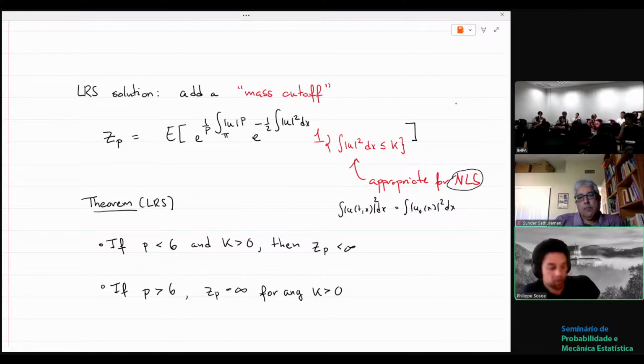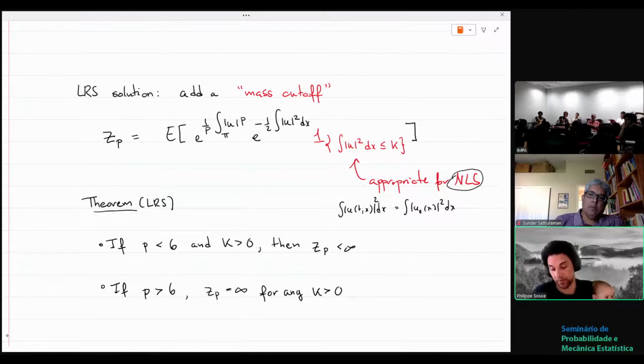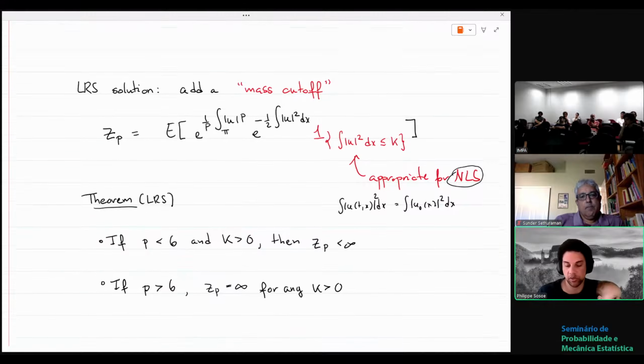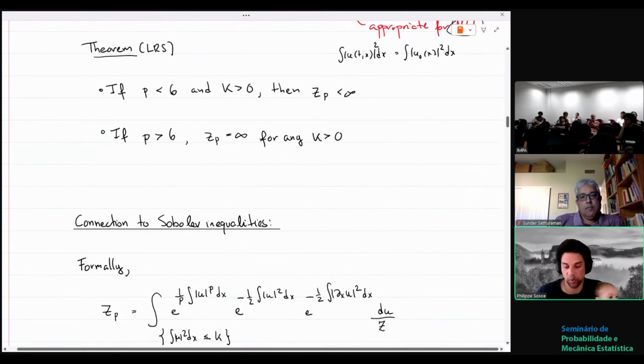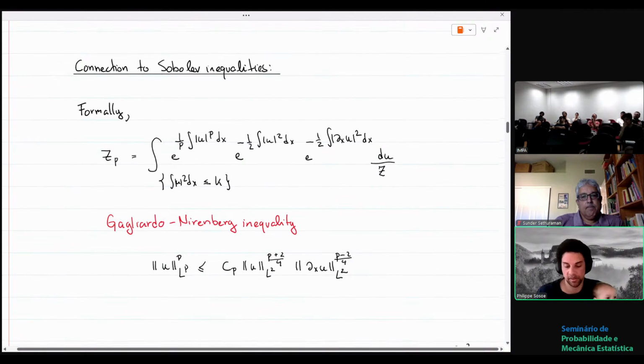So what did Lebowitz, Rose, and Speer show in their paper? They showed that as long as p, the power here, is less than 6, and you choose any cutoff k, then the partition function is finite. If p is bigger than 6, then they show that the partition function is infinite for any choice of positive k. And then I'll talk about the case p equal to 6. But first, let's discuss how we could have guessed that p equal to 6 is important. There are two ways to guess it. One is more analytic and the other is more probabilistic.